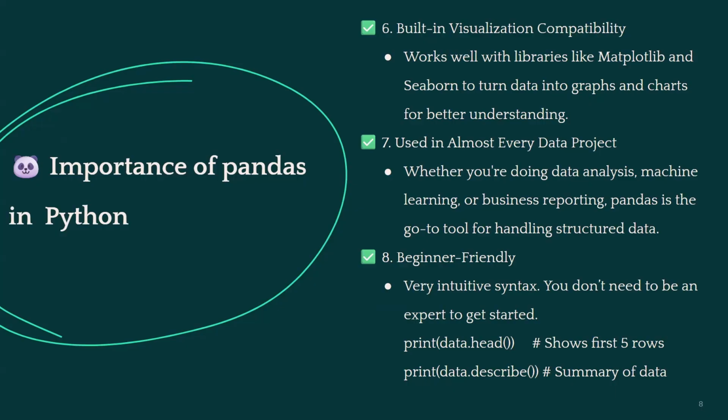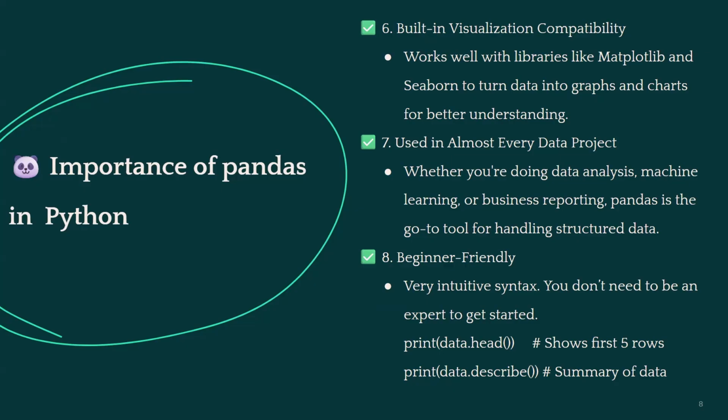Built-in visualization: it works well with libraries like Matplotlib and Seaborn to turn data into graphs and charts for better understanding. Now, if you have data in an Excel file and go through each and every data point one by one, or if it's in different structures, the best representation is in graph format. In a graph, it's easy to understand and visualize what exactly is happening.